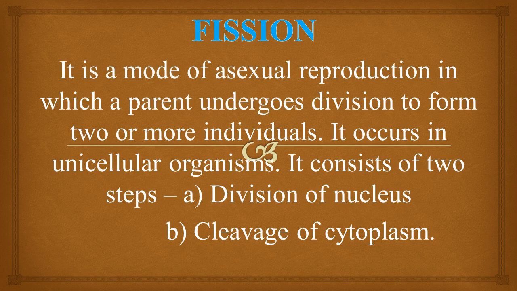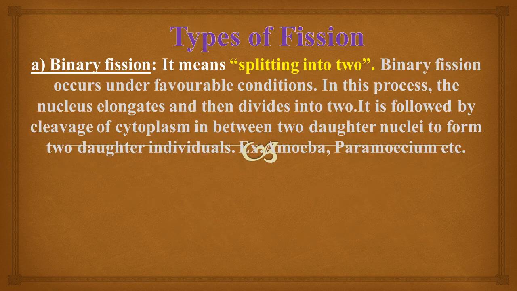Fission occurs in all unicellular organisms. Basically, fission involves two important steps: one is division of the nucleus, and the other is cleavage of the cytoplasm. Once the nucleus is divided, it is followed by cytoplasmic constriction, which we see in fission.